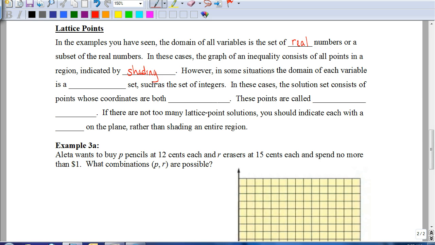However, in some situations, especially dealing with story problems, the domain of each variable is going to be discrete. Remember, discrete means that you're not going to use decimals. It's just the integers. In these cases, the solution set, instead of having an entire region, consists of those points whose coordinates are both integers. So both coordinates are going to be discrete. We're not going to include decimals. When we shade in a region, we're including decimals. So these points are called lattice points.